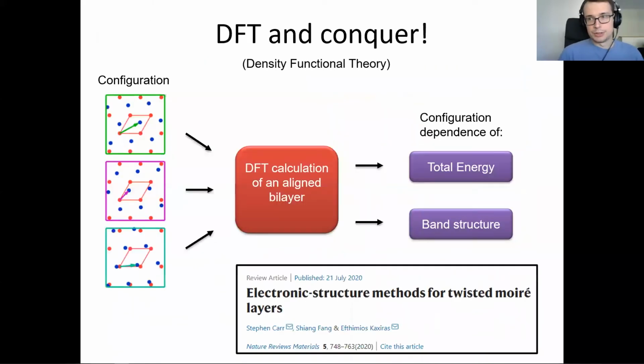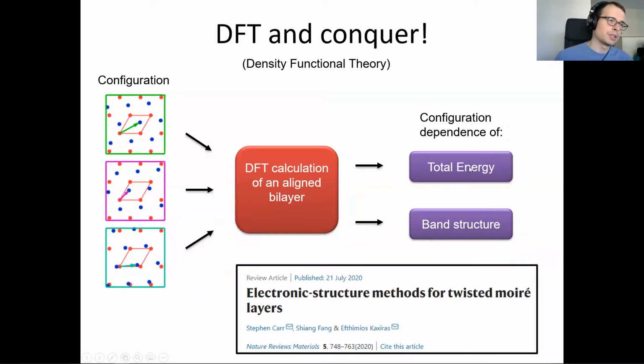Okay, and this is the only slide I have about DFT, which is density functional theory, which is what I did most of my PhD work based on. It's a way of calculating the ground state of crystal systems or isolated molecules very accurately by doing a density transformation of the Schrödinger equation. And what we're going to know is that if you start with the configuration, you can make an aligned bilayer. I can do a calculation on that.